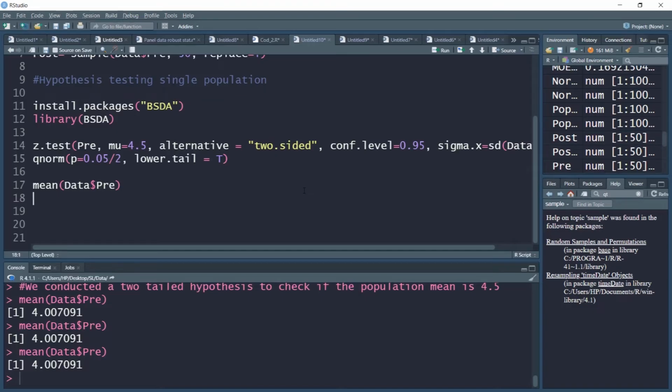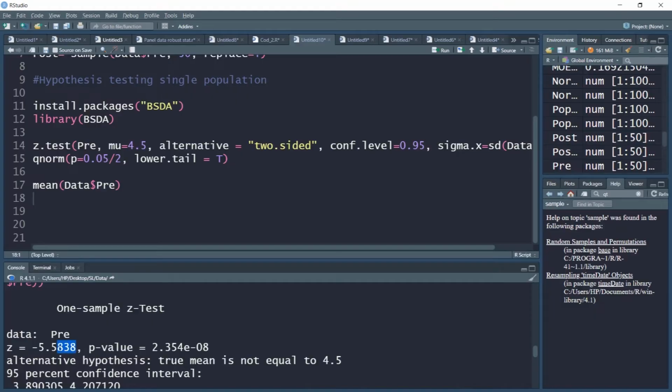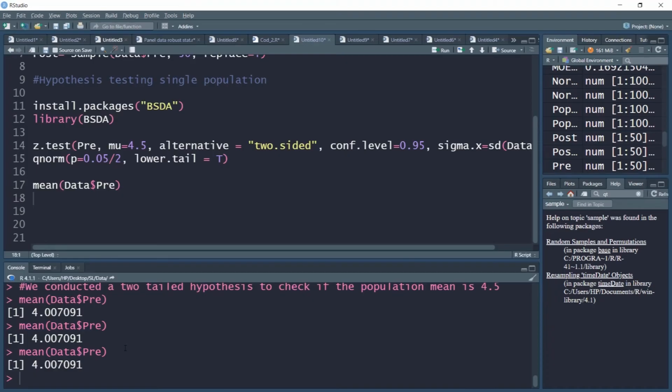Also notice that we chose a significance level of 5%. That means a type 1 error probability of 5%, that is a 5% chance that we can reject the null incorrectly. Also notice that the z value was negative. If you remember, the z value that we computed was minus 5.58, indicating that the pre-sample mean may be much less than 4.5, which is also confirmed by the mean value of the original data$pre variable here.